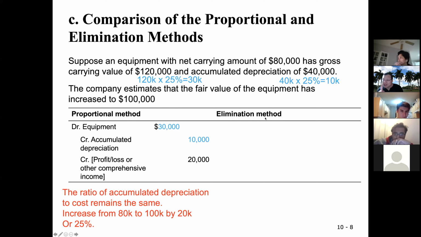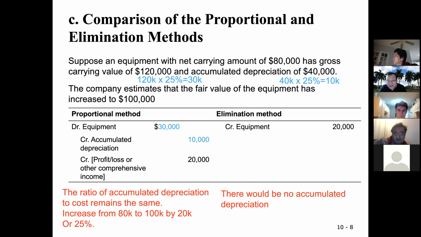Now, for the elimination method, under this method, you have to get rid of the cumulative depreciation account. What's my entry to get rid of that? The balance right now is 40,000. What's my entry to get rid of this? Debit accumulated depreciation. Thank you. So you debit accumulated depreciation for 40,000, right? Because this account has a credit 40,000 balance. To close it, to eliminate it, you have to debit for the same amount.